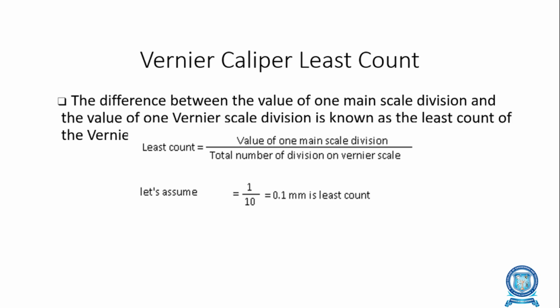Now we should know about the vernier caliper least count. Vernier caliper least count is the difference between the value of one main scale division and the value of one vernier scale division. So least count is equal to the value of one main scale division divided by the total number of divisions on the vernier scale. Let us assume the vernier scale has a total of 10 divisions and the value of one main scale division is 1 mm. We get the least count value as 0.1 mm. So 1 by 10 is equal to 0.1 mm as least count.